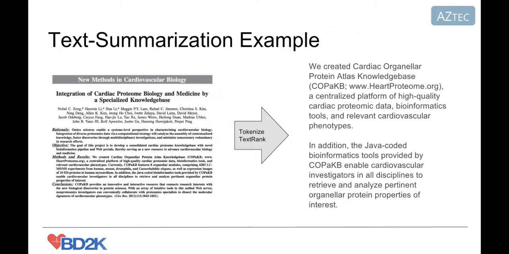So in this case, the most important sentence from this abstract would be, we created the Cardiac Organellar Protein Atlas Knowledgebase, a centralized platform of high quality cardiac proteomic data, bioinformatics tools, and relevant cardiovascular phenotypes. So it identifies the keywords and figures out that a lot of the words in this sentence are related to the other sentences, and this sentence gets the highest score out of all of them, so it returns that as the most relevant.